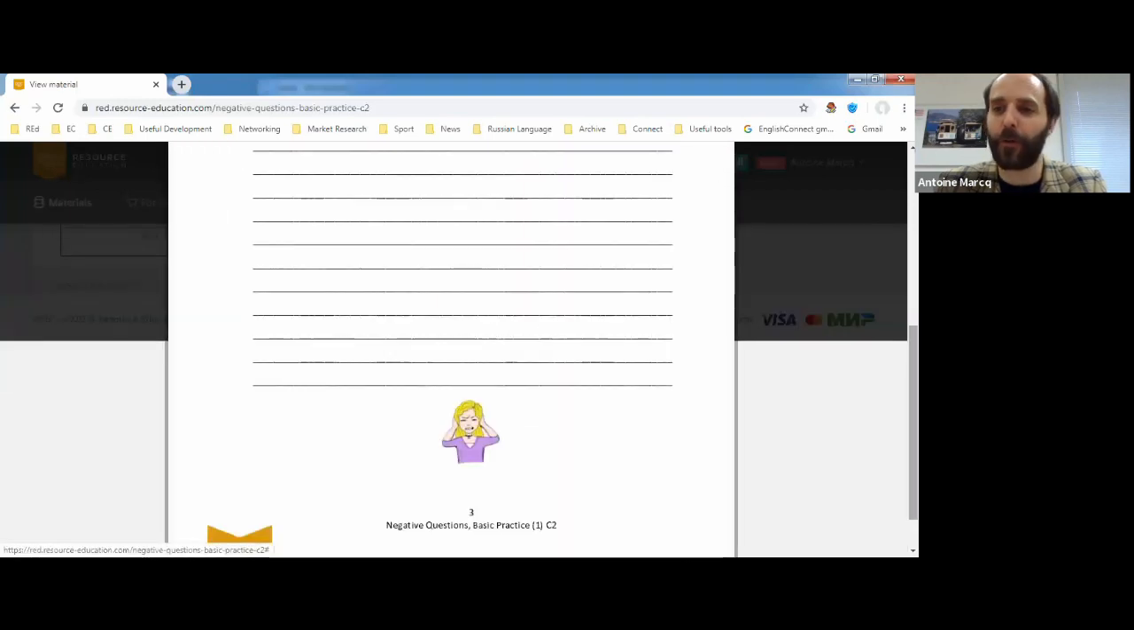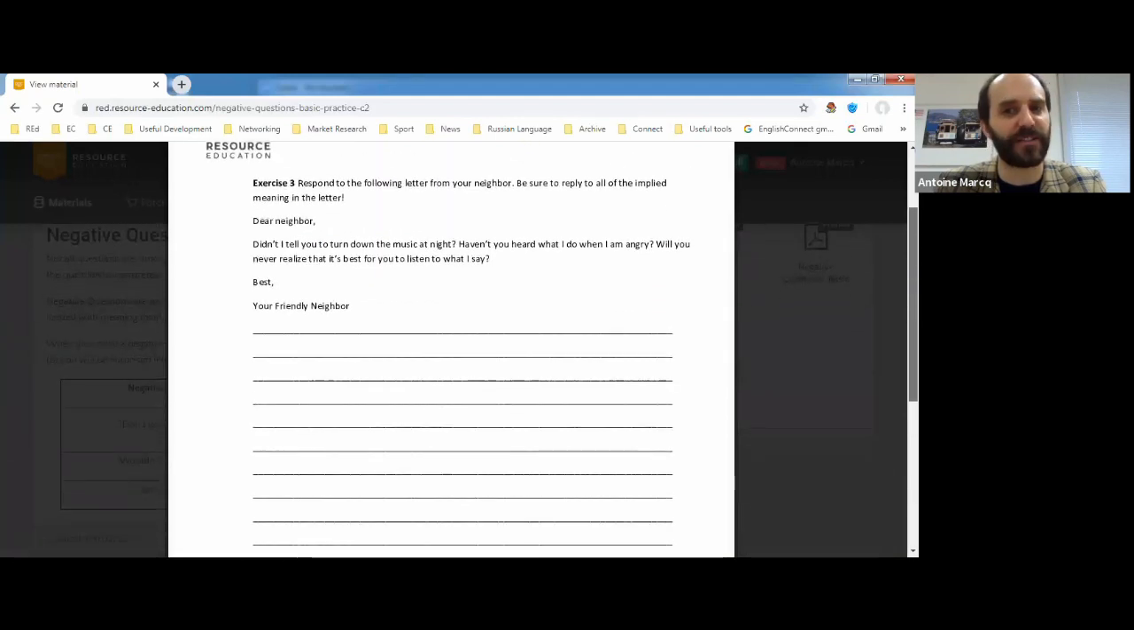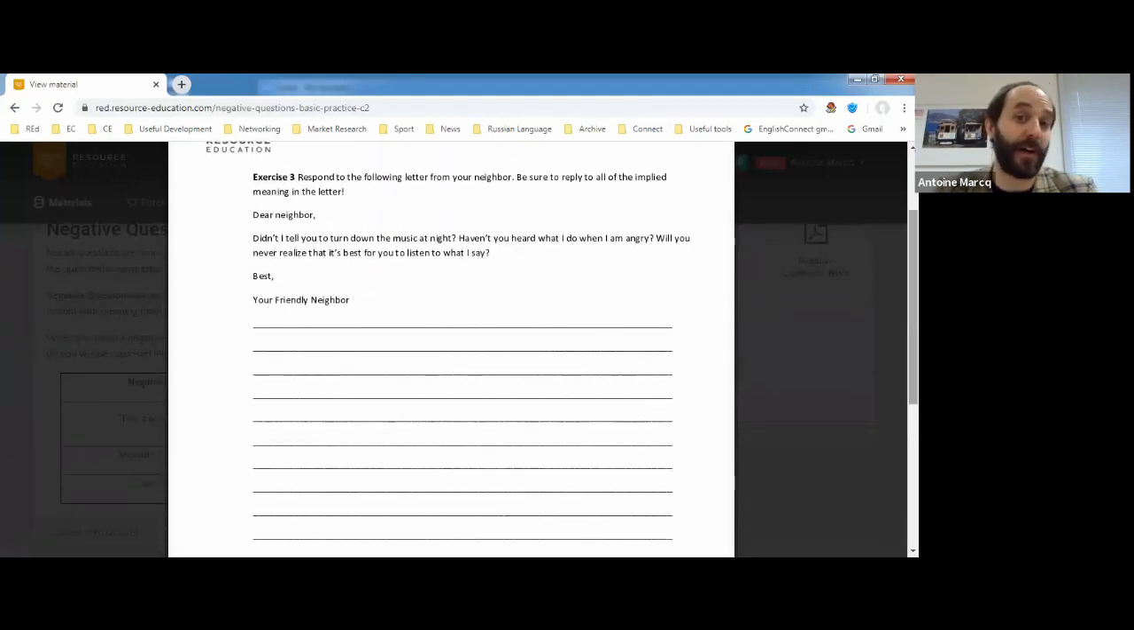Now, on the third page, we give you a writing exercise because I found it's very good for students to think about it. In this activity, each of the 4 documents that I showed you will have this exercise 3 with a different prompt. So in this writing, students have to respond to the following letter from their neighbor. Be sure to reply to all of the implied meaning.